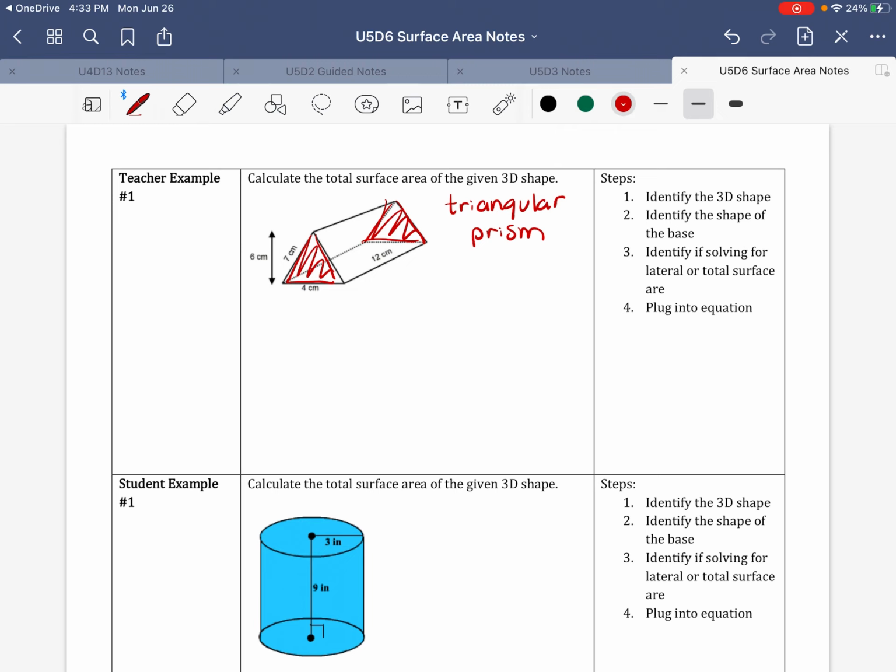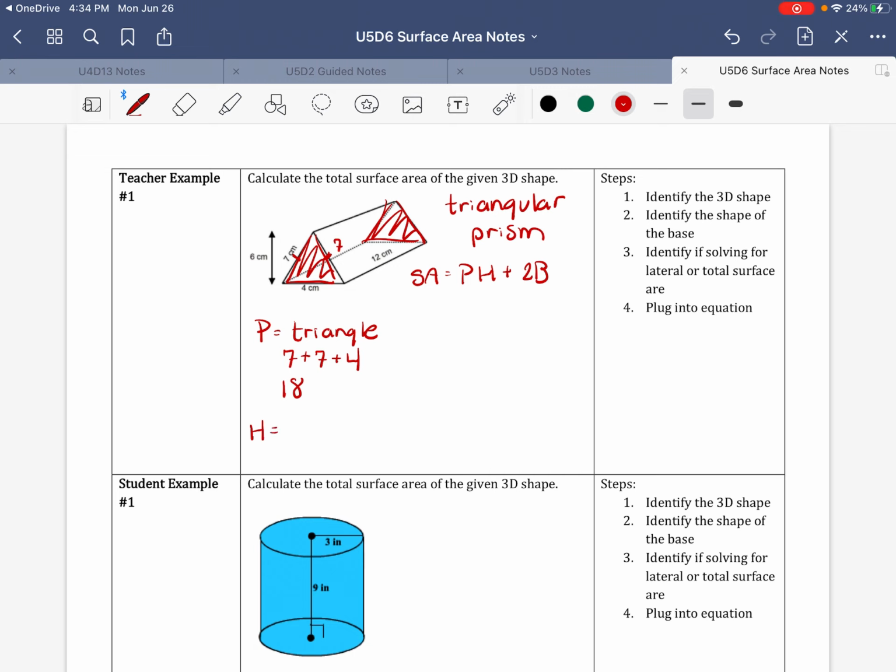And in order to find the surface area of a triangular prism, we're going to use our equation PH plus 2B. So we know that my base is a triangle, so I need to find the perimeter of a triangle. I know that this side is 7, this side is 7, and the bottom is 4. So the perimeter of my triangle is going to be 7 plus 7 plus 4, which will equal 18.